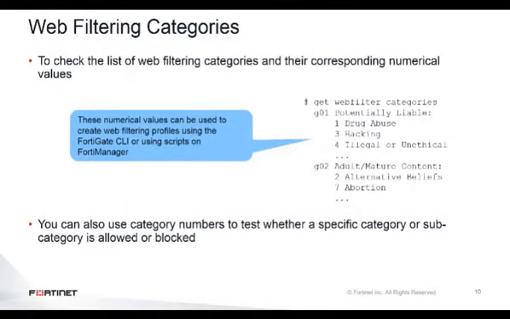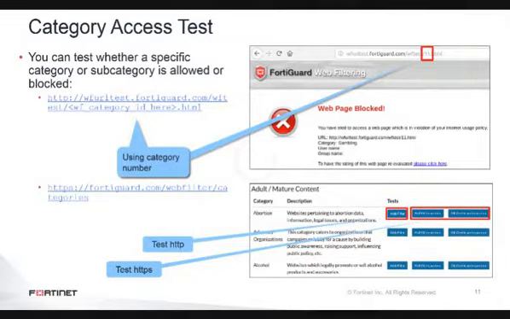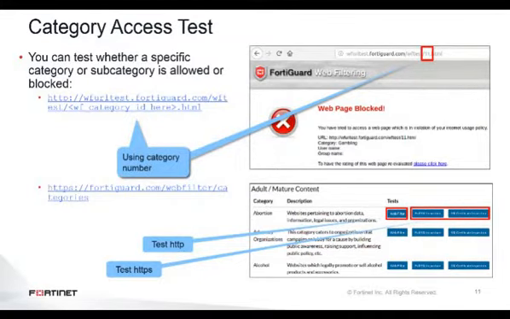You can use the FortiOS CLI to display the list of FortiGuard categories and their numerical values. You can use FortiGuard category numbers when you create web profiles using the FortiOS CLI or using scripts on FortiManager. Similar to using the GUI, you can configure different actions for each category using the CLI. You can use category numbers to test whether a specific category or subcategory is allowed or blocked.